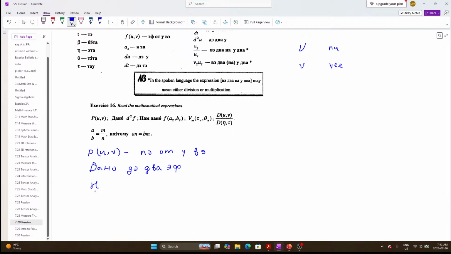I'm thinking, yes, ambiguous, multiplication division always like distinct over in English. Yes. So nam dano F at A2, B2. We're given f of a2, b2. Nam dano f at a2, b2.